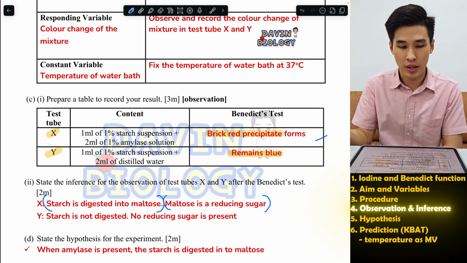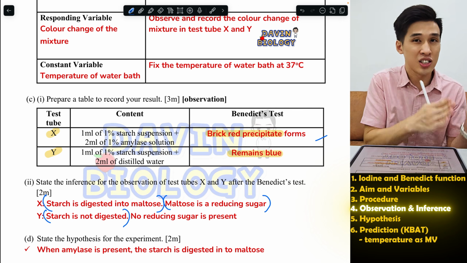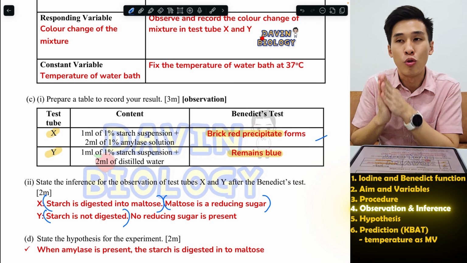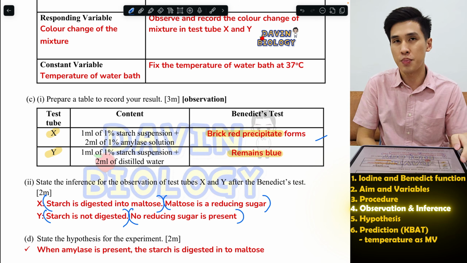change from blue to brick red. For the other one, starch is not digested. So starch doesn't form the maltose, the reducing sugar. So your Benedict's will not change from blue to brick red. There's no reducing sugar present.